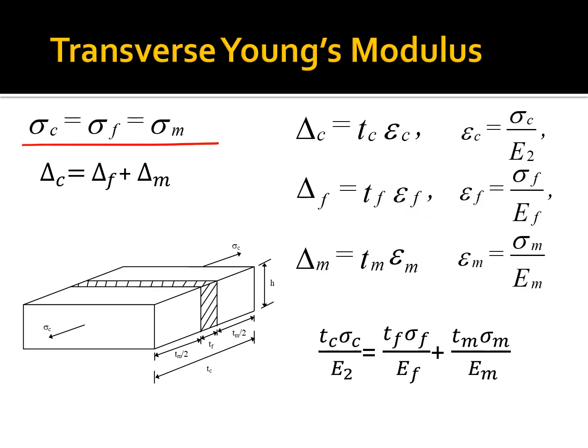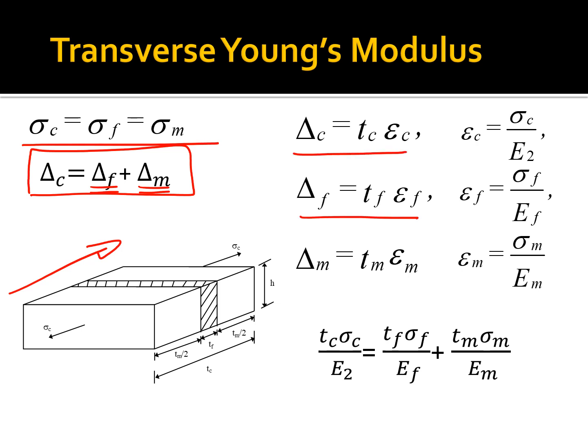So this is what we have. We know that the displacement in the composite will be equal to the displacement in the fiber plus displacement in the matrix. We're talking about the displacements in this direction here, perpendicular to the fibers. Now, this is all coming from the definition of strain, which is change in length per unit length, and this is all coming from our sigma is equal to E epsilon formula.